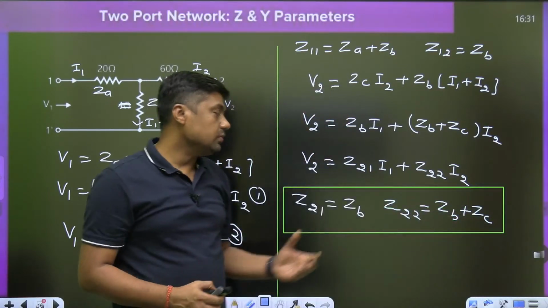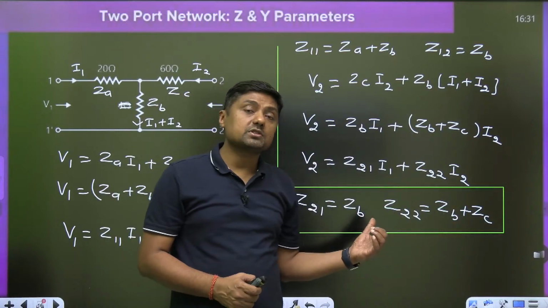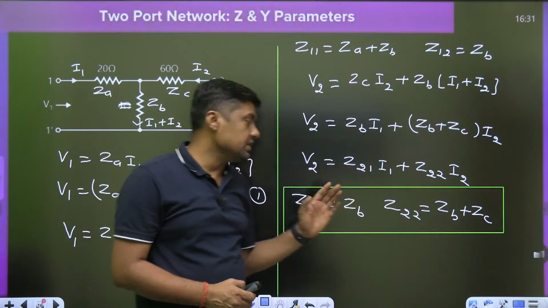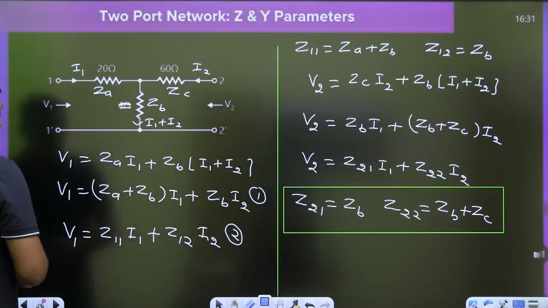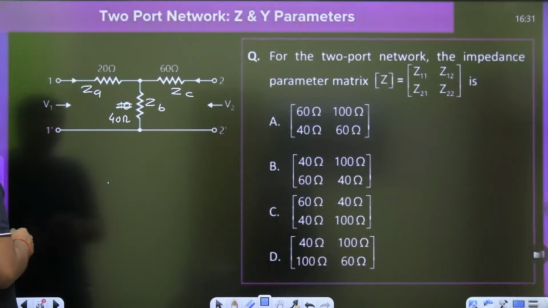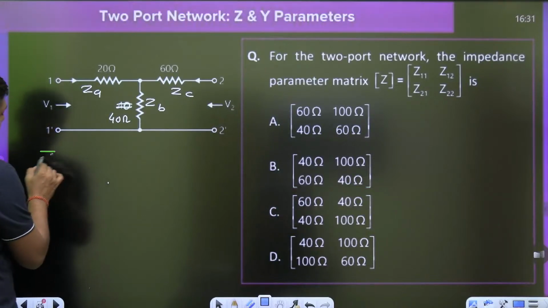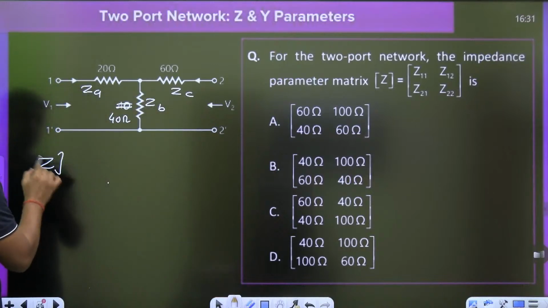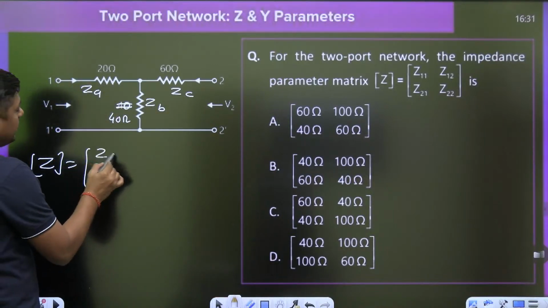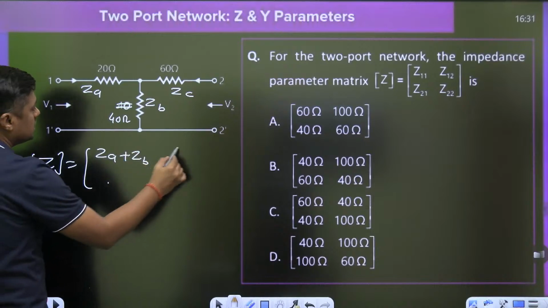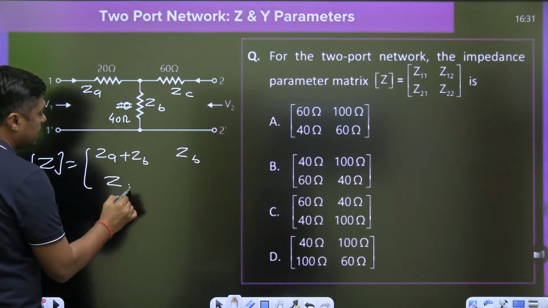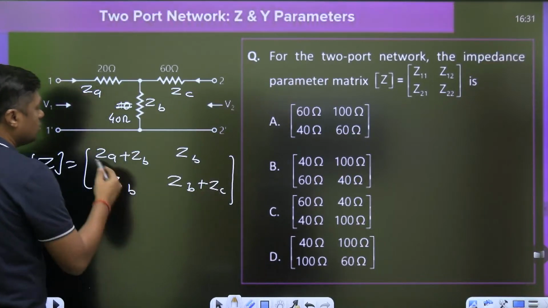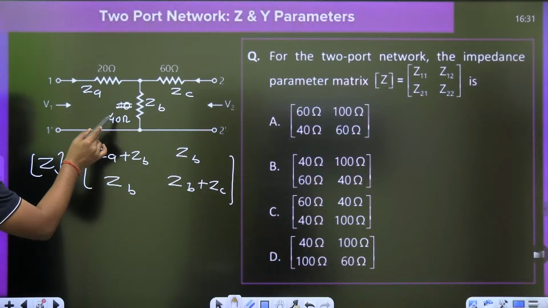Here you have all four parameters present. Z21 is ZB, Z22 is ZB plus ZC. Now, according to that, what are the four parameters? Directly, within seconds, you can give the answer. Standard answer: ZA plus ZB, ZB, ZB, ZB plus ZC. What is ZA plus ZB? 20 plus 40, 60.